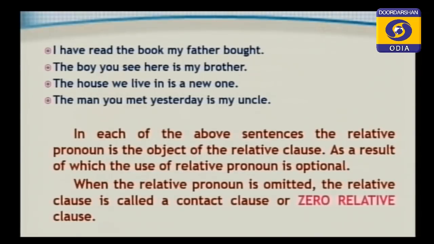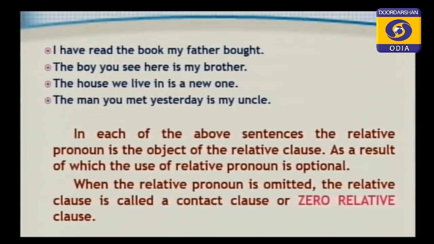I have read the book my father bought. The book is the antecedent, the relative clause is my father bought. You can say, I have read the book which my father bought, or that my father bought. Here the relative pronoun that or which remains silent. It is not used, it has been dropped. Second sentence, the boy you see here is my brother. The boy who you see here is my brother. The boy whom you see here is my brother.